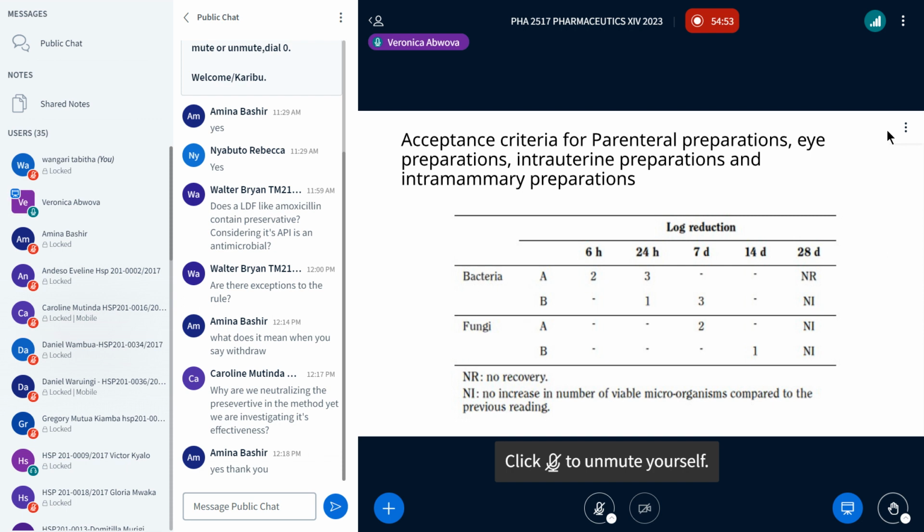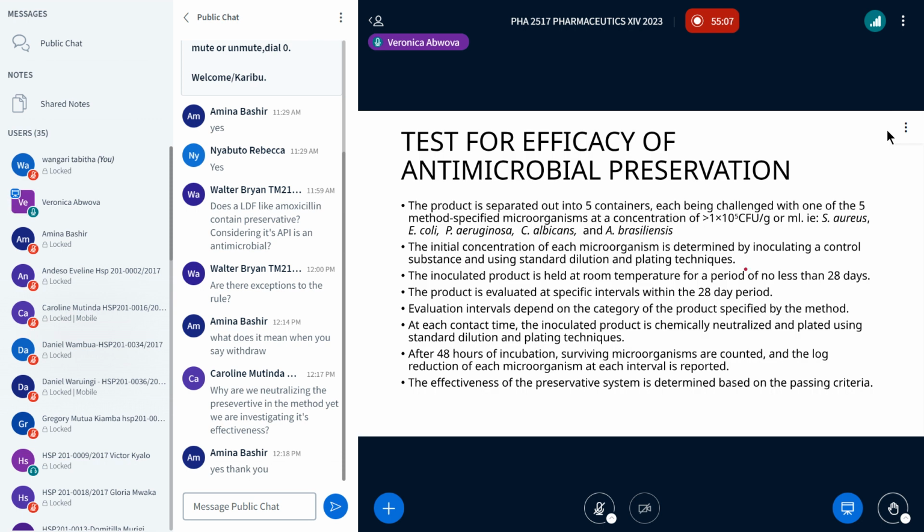Okay, then we have another question. Why are we neutralizing the preservative in the method, yet we are investigating its effectiveness? Now, remember, we added the preservative. If we go back to this again, we are adding preservative to these containers. We want to see whether this preservative is effective against these microorganisms, so that if it is effective, we will be able to see it based on this reduction.